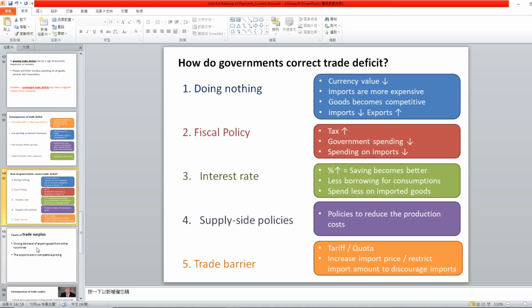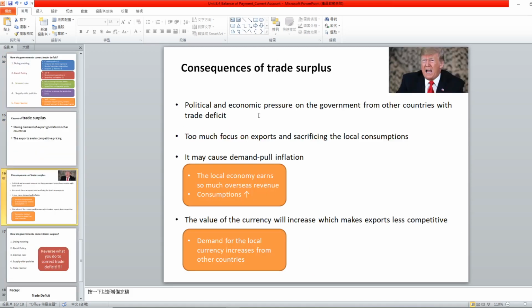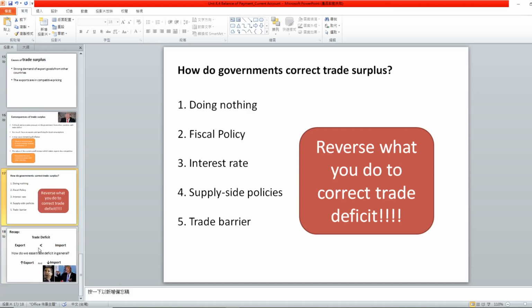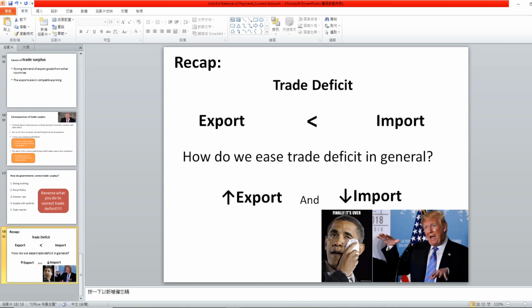At the end, we also have another scenario where we have trade surplus, and there will be some consequences when it comes to trade surplus. We just use the same set of items to correct them, but we just have to reverse what we did for correcting trade deficit. So that's all for the curriculum.